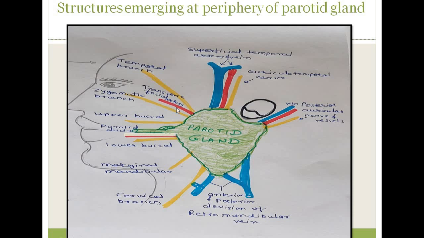Then transverse facial artery, it also exits from here. Superior surface or base, here you can see exit of the auriculotemporal nerve, then superficial temporal artery and vein. From the posterior side, posterior auricular vessel and the nerves. They are emerging from this gland. While inferior or base of this gland, inferiorly apex of the gland, here you can see anterior and posterior division of retromandibular vein. They are emerging from it.